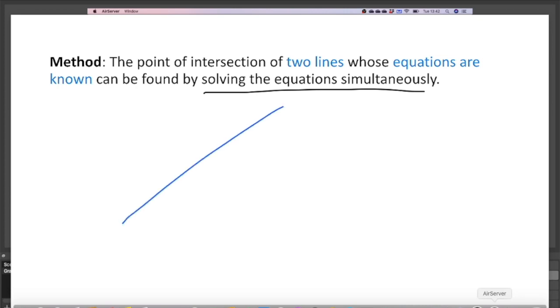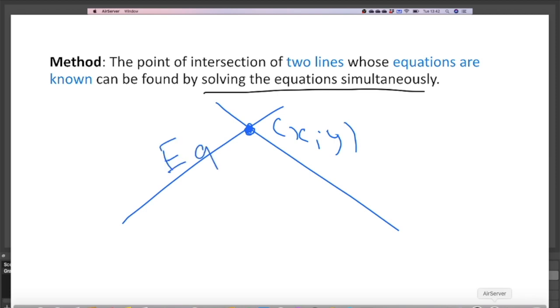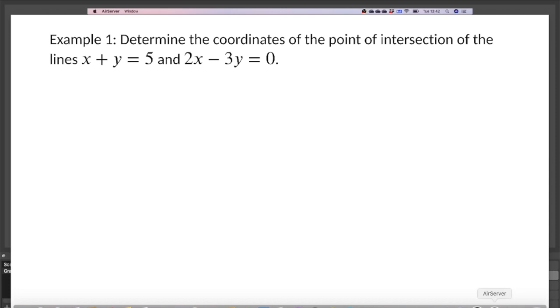We are given two lines, and the two lines meet somewhere at a point, say, xy. So that is the common point for the two lines. So the best way to work out the point of intersection will be for you to find the equation of that line and the equation of that line, and then solve the two equations simultaneously. Let's look at one quick example.